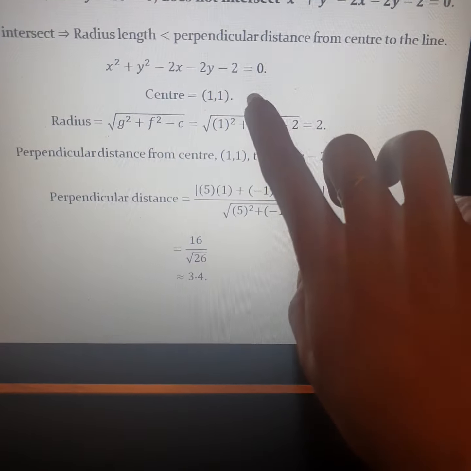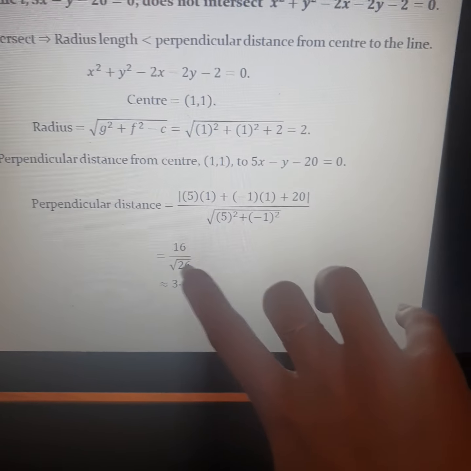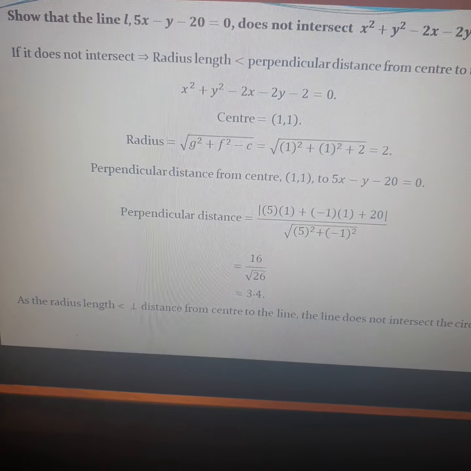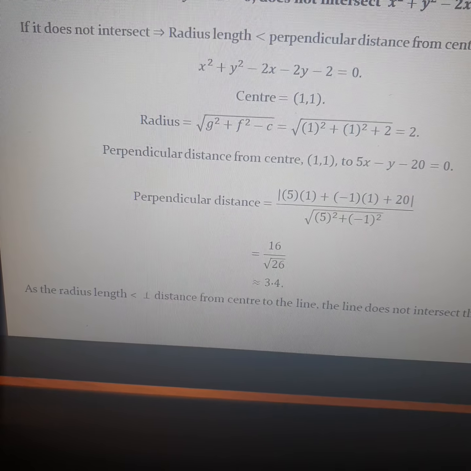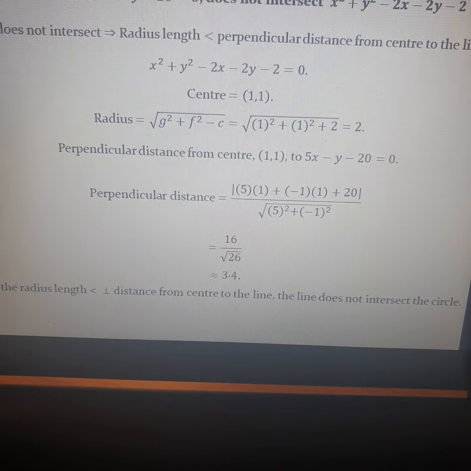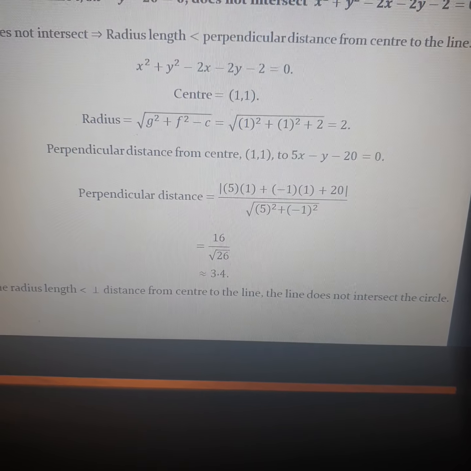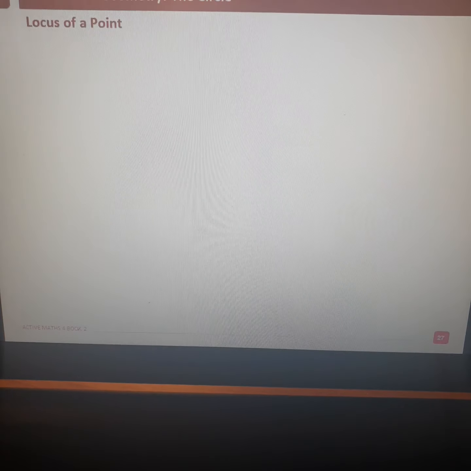What do we say the radius was for the circle? It was 2. Isn't that greater than the radius? So that has in fact confirmed it: as the radius length is less than the perpendicular distance from the centre to the line, the line does not intersect the circle and it's outside it.